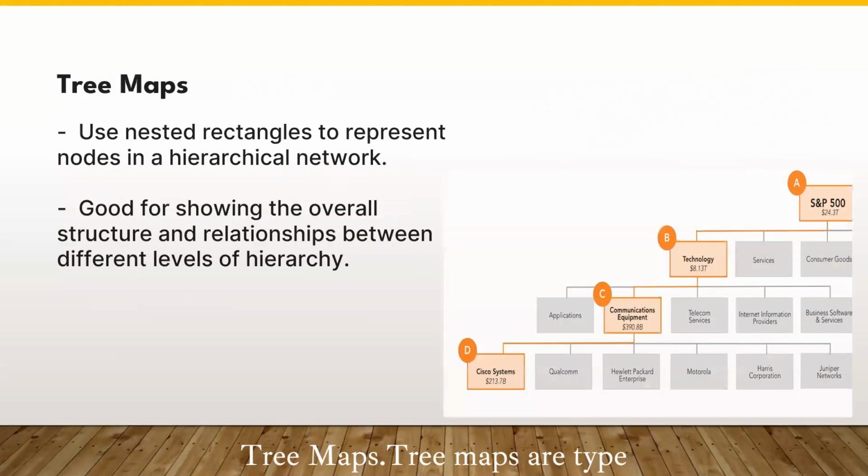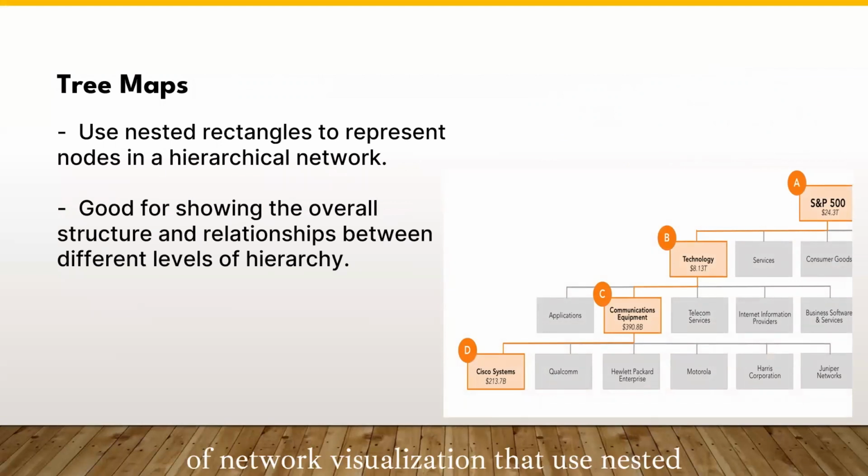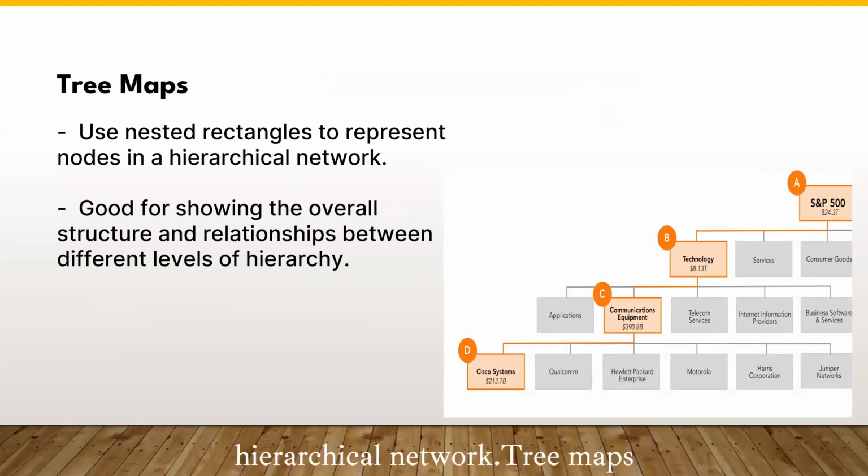Tree maps. Tree maps are a type of network visualization that use nested rectangles to represent the nodes in a hierarchical network. Tree maps are useful for showing the overall structure of a network and the relationships between different levels of hierarchy, but can be less effective in showing the precise connections between the individual nodes.